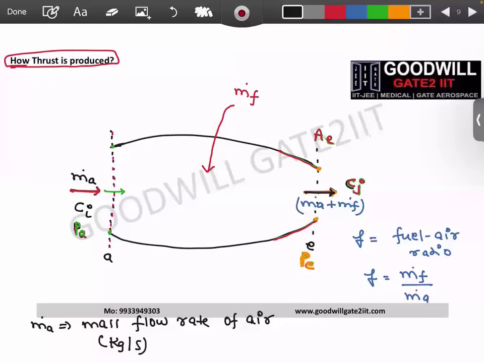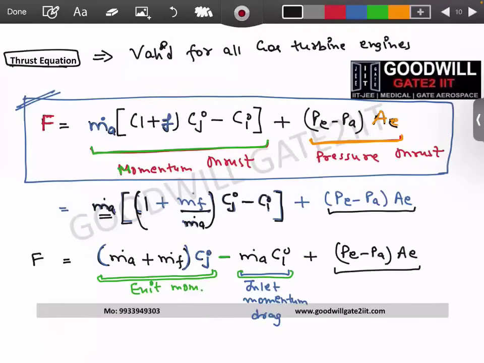But you know, and you can imagine this also, all the gases which are coming out go into the atmosphere again, right? Because you are flying in air, atmospheric conditions. So gases are coming out at a pressure PE, and they have to go to atmosphere and mix with them. This pressure difference, PE minus PA, pressure multiplied by area, gives you what is known as pressure thrust. And that's very easy to digest.